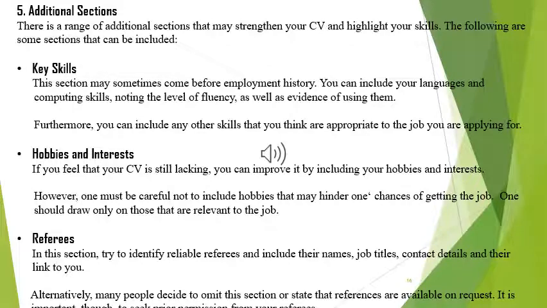So in this section, you identify reliable referees and include their names, their job titles, their contact details, and their connection to you. Alternatively, many people decide to omit this section or state that references are available on request. It is important, though, to seek prior permission from your referees. Now, for some CVs, you need to mention who your referees are. This is just standard. It is required with regards to some institutions or organizations. Others do not do so, but you can still mention that if they want referees, they could request them and you'll give them.